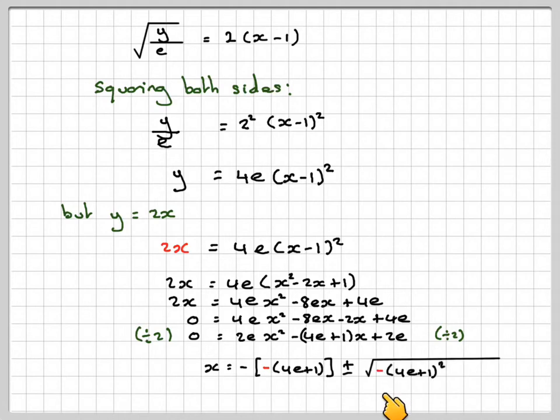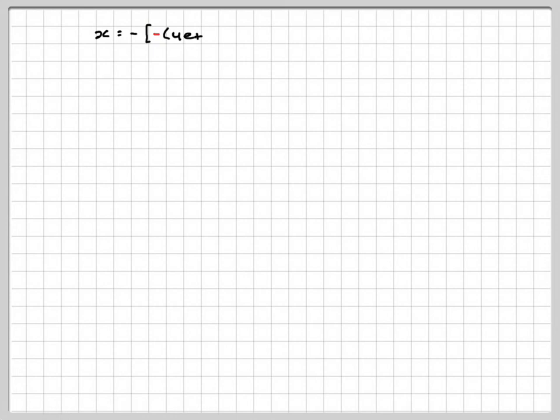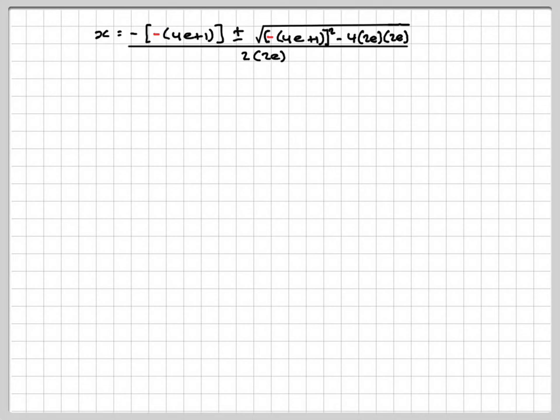Plus or minus the square root of (minus (4e plus 1)) squared, and remember that it's all squared, minus 4 times a times c. So a is 2e and c is also 2e. That's all over 2 times 2e. Right, writing that out again up here. Right, so minus minus becomes plus.